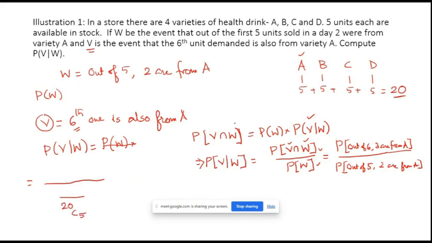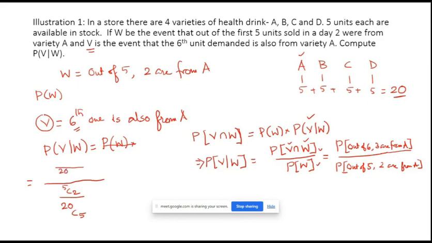Okay, and then out of the 5 that are sold, two of them are from A. So that is 5C2. So this is one probability. And let us look at this here. Out of 6, 3 of them are A. So from 20 things, how can you choose?